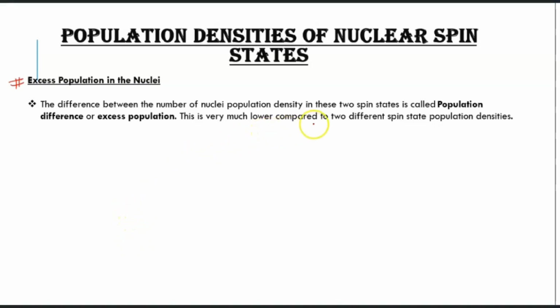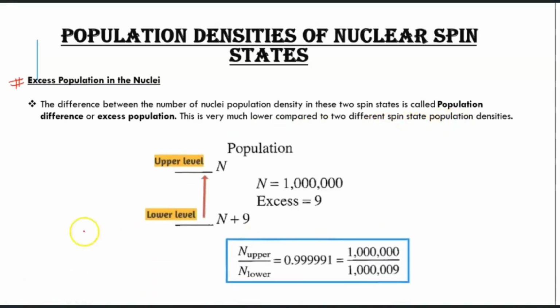So this is very much lower as compared to the two different spin state population densities. You can see in this diagram that this is the lower level that is having this orientation and this is the upper level, this is having this orientation. Always remember that the lower spin state is going to have the higher number. Why is it so?